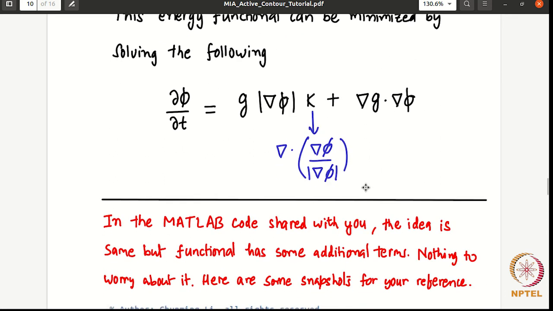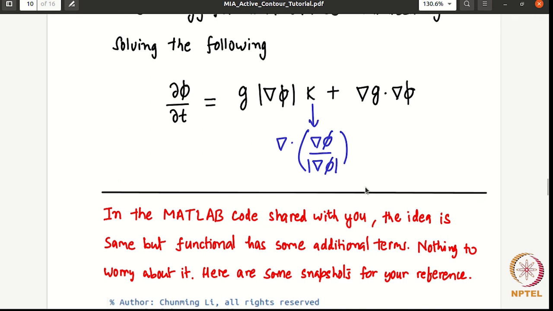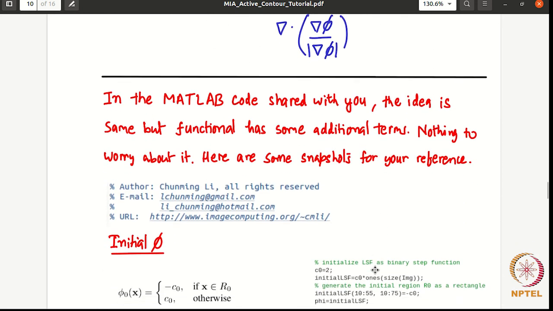In the MATLAB code shared with you, the idea is the same, but the functional has some additional terms. Like in the case of snake, that code had some additional forces, balloon forces and gradient vector field forces. So here also it has some additional terms in the functional, but don't worry about it. I will show you that even though it looks complicated, the basic things that we have just seen are sitting there. Here are some snapshots for your reference.